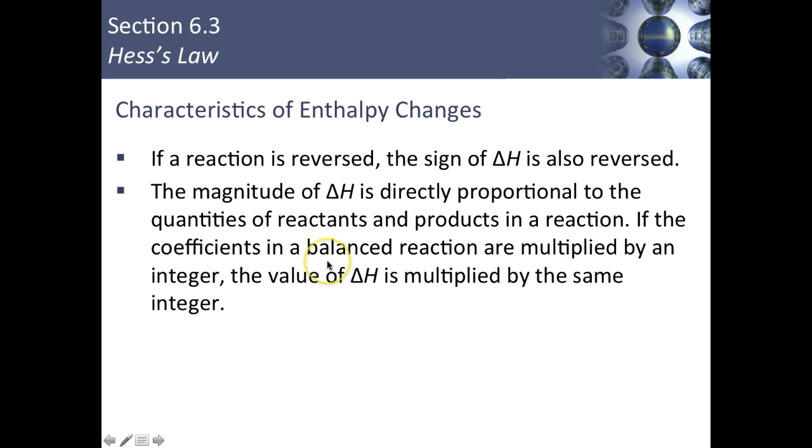If the coefficients in the balanced reaction are multiplied by an integer, the value of delta H is multiplied by that same integer. In other words, if I'm looking at the reaction, everything is usually set on 1 mole. So if I'm going to have 3 moles, then I'd have to take the amount of energy produced and multiply it also by 3. This would allow it to be proportional.